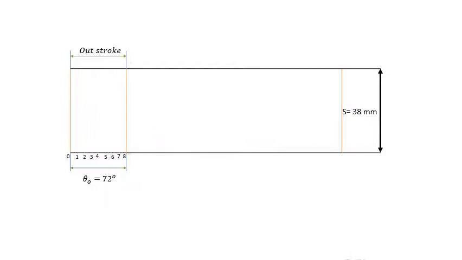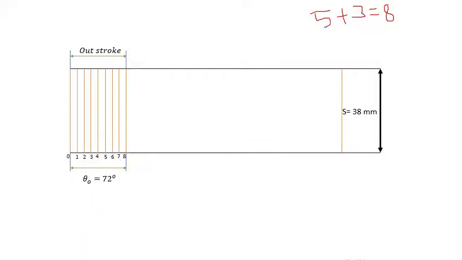Now we have to divide this stroke into 8 equal parts, because in the problem given, 5 times of acceleration is equal to 3 times of retardation. Therefore we have to make 8 divisions for the outstroke as well as the return stroke. That's why we are dividing this into 8 equal parts. From each number draw vertical lines.